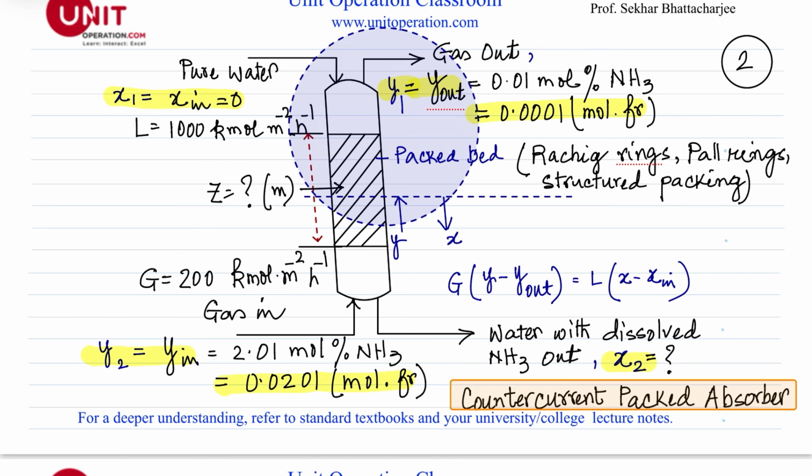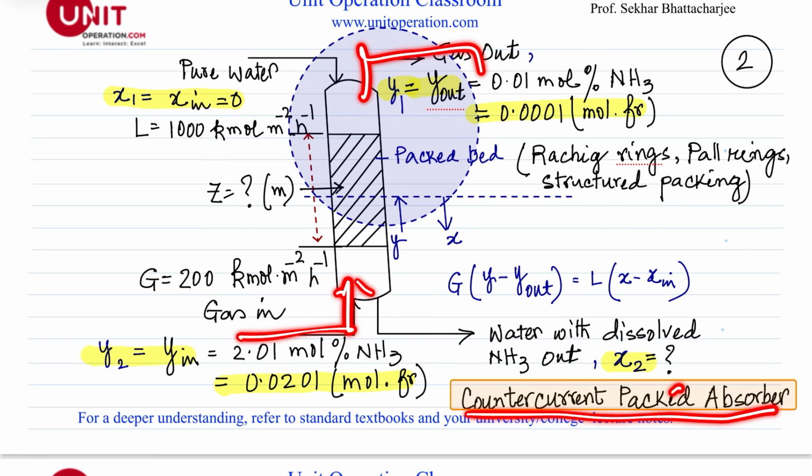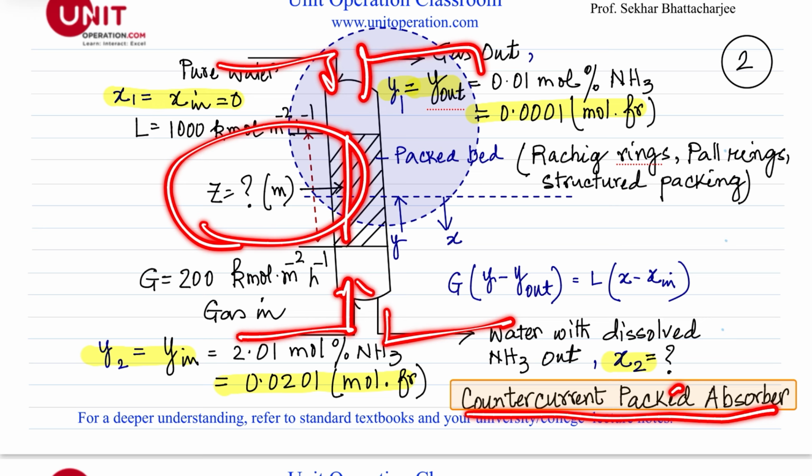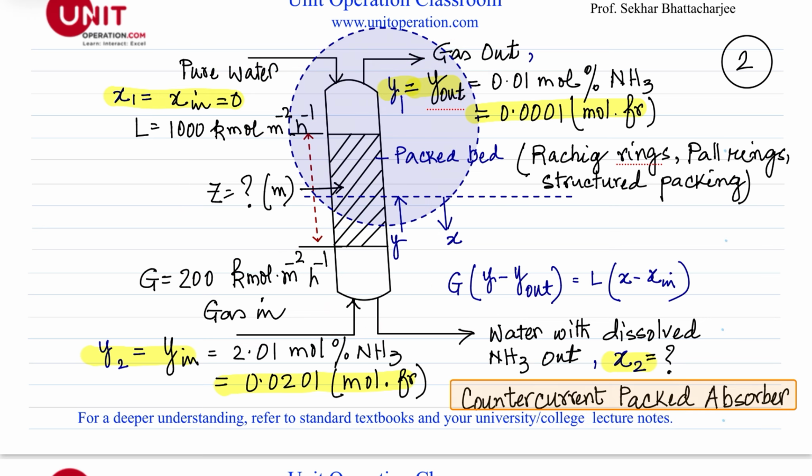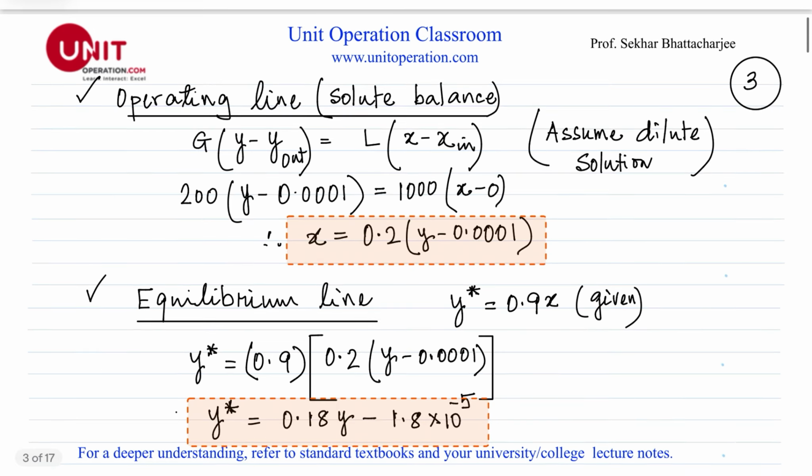So with the packed bed, this could be like Raschig rings, Pall rings, structured packings here. And this is, as we said, a countercurrent packed bed absorber here. And of course, we have to find out what the height of the packing should be that will achieve this desired objective.